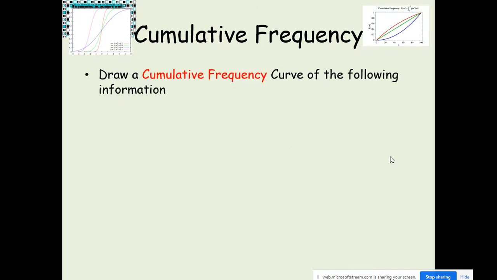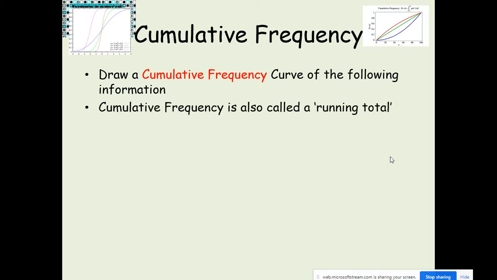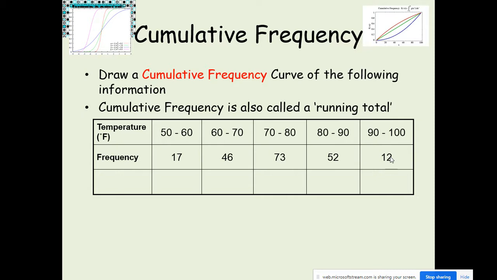To draw a cumulative frequency curve of the following information: cumulative frequency is just another word for running total. So let's look at this example. They normally give you a table with classes. So the temperature from 50 to 60, 60 to 70 is another group, 70 to 80 is another group, 80 to 90 is another group, and 90 to 100 is another group. So these are all sorts of grouped data. The frequency is the number of times the temperature was between 50 and 60, or between 60 and 70.